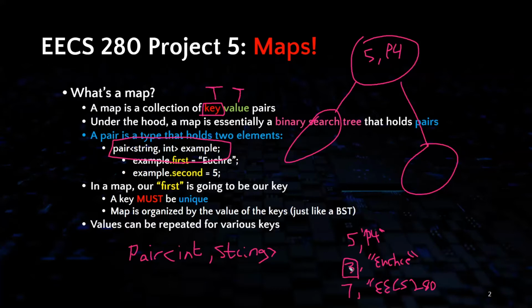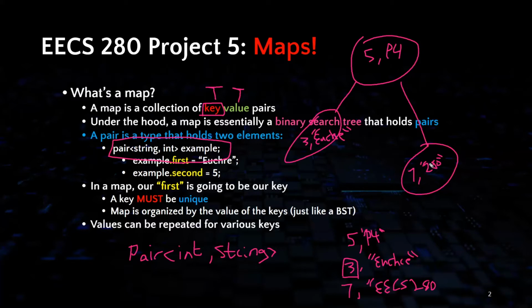The value of our key is kind of relevant here, right? We're concerned with finding the key and putting it into our binary search tree. So 3 is less than 5, so we go ahead and put our 3 euchre here, like that. And then 7 would go right here, 7 equals 280. Let's put 280 as the string. So I hope that makes sense. So we're basically creating a binary search tree of pairs.